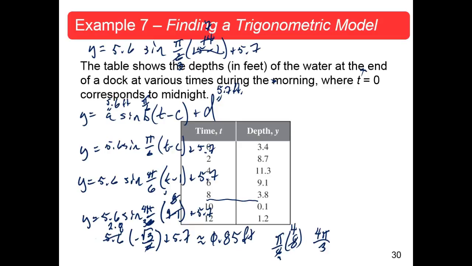And what's the sine of pi thirds? Square root of 3/2. So we can do this too. That's equal to 5.6 times the square root of 3/2, and the 2 goes into this, 2.8 times plus 5.7. Boy, sort of a piece of cake, isn't it? 2.8 times the positive square root of 3 plus 5.7. Shouldn't be too bad, should it?